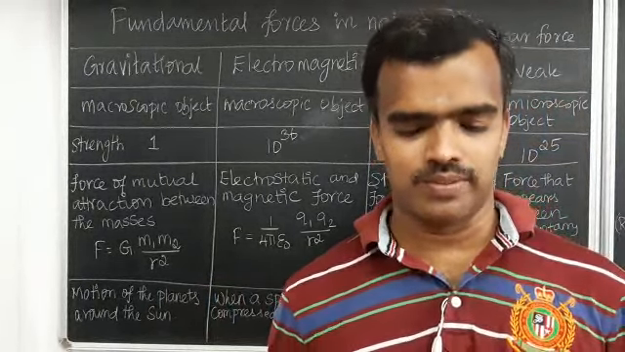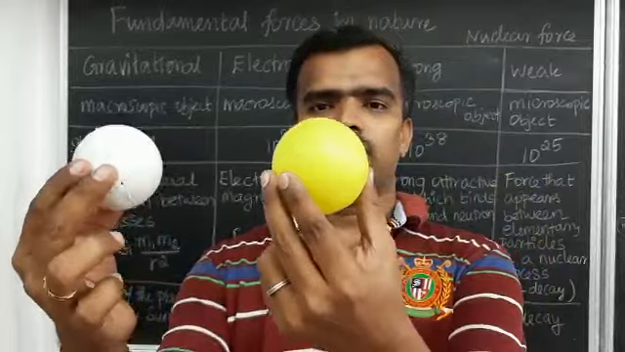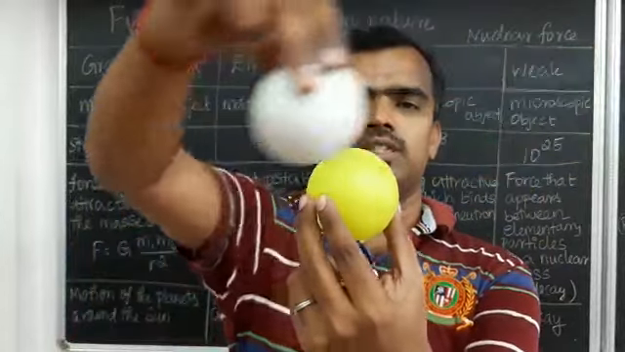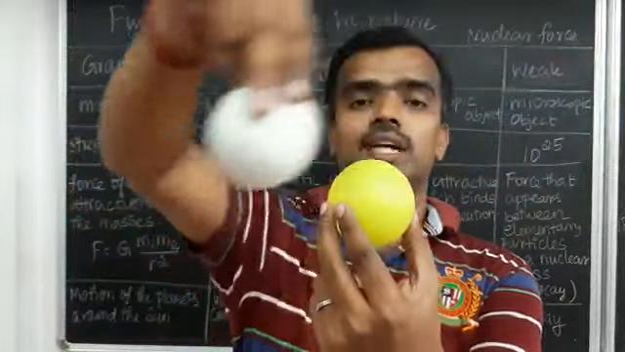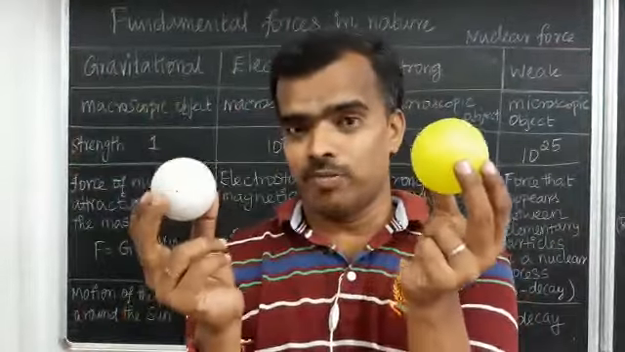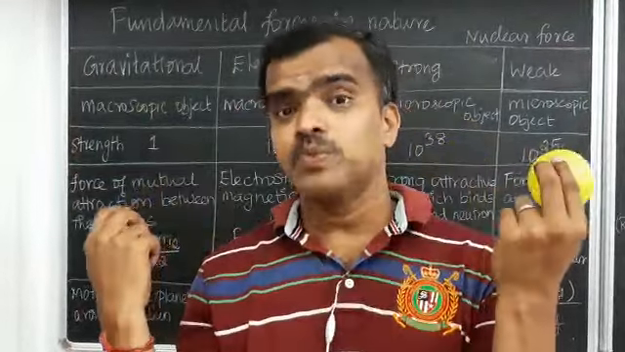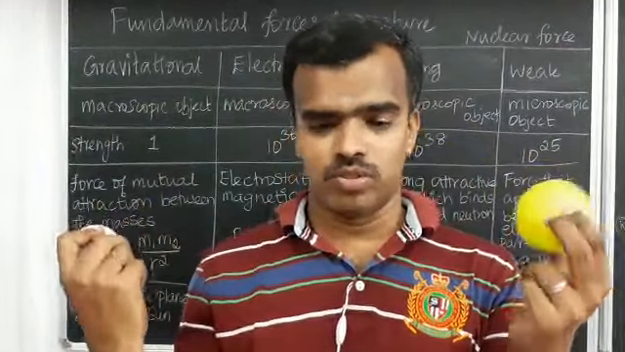It deals only with macroscopic objects. Assume that this color ball is the sun, right? This radiant color ball is the sun, and this white color ball is the earth. So the earth revolves around the sun, right? This is the force of attraction between two heavier objects, that deals with gravitational force, right?